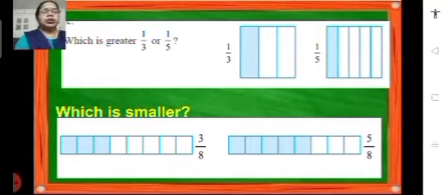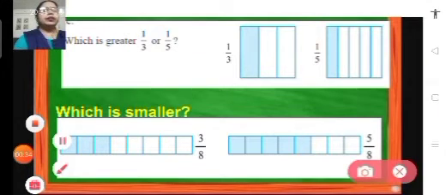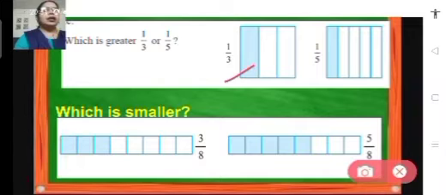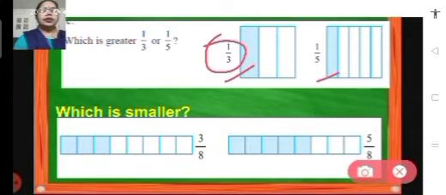Here we have pictorial representation of the fractions. You have to decide which one is the greater one. Here you can see 1 out of 3. So the fraction is 1 upon 3, and here we have taken 1 upon 5 for the shaded portion. So it is 1 upon 5. Now which one is greater? Clearly you can see that 1 upon 3 is greater. That means when the numerators are same, then the fraction with the smaller denominator is the greater one.